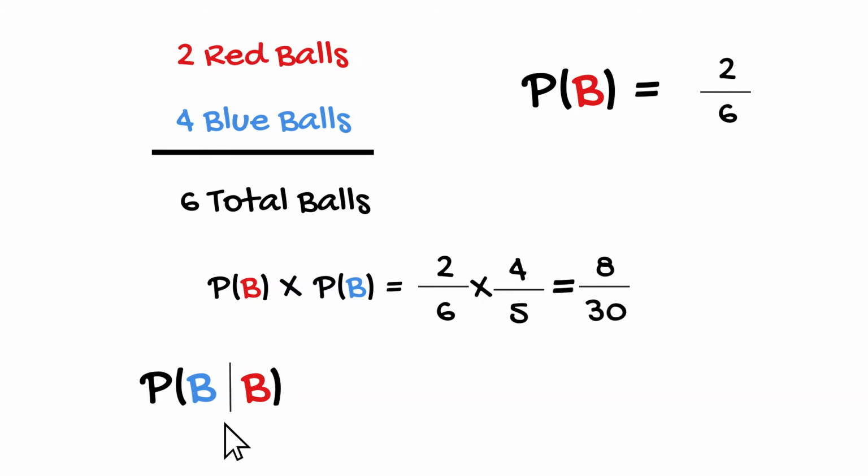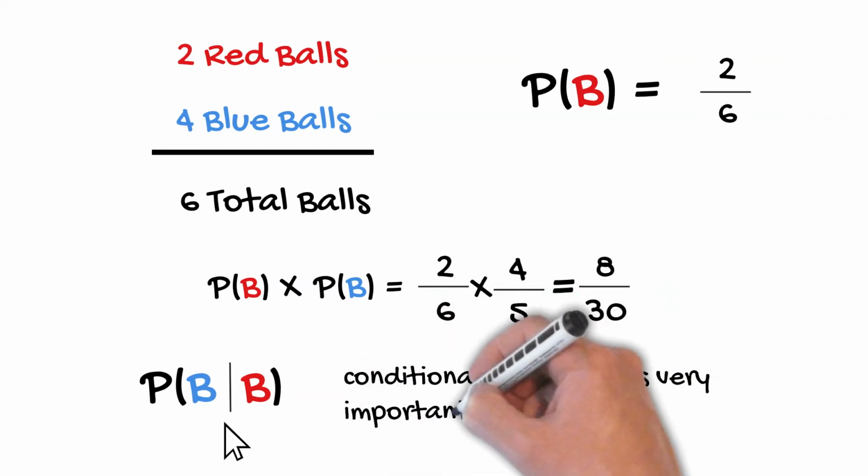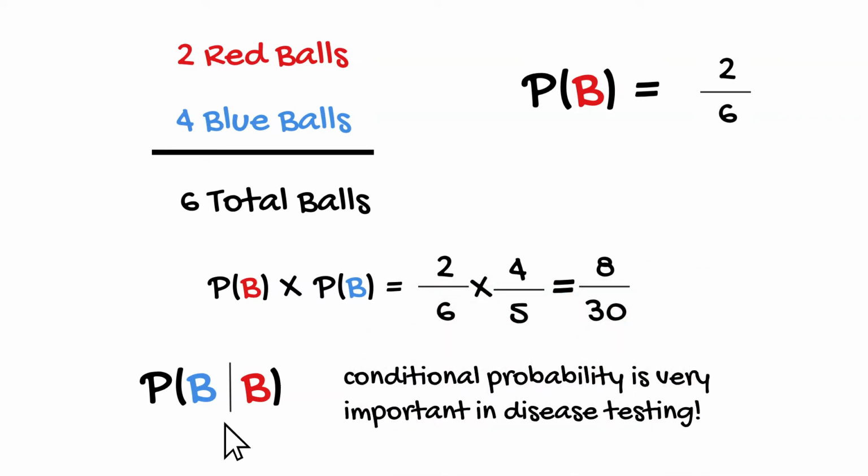The probability of getting that red ball doesn't matter for this part. This is looking at the probability of getting the blue ball, given that you already had gotten the red ball. So if you had already gotten the red ball, you're down to 5. And so you have 4 blue balls out of 5. So this bar here means given that.